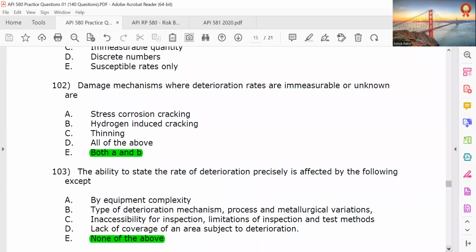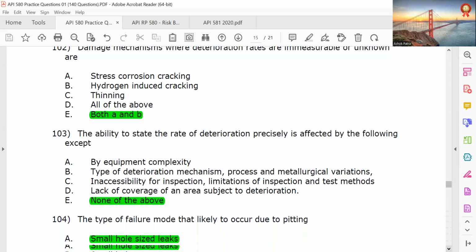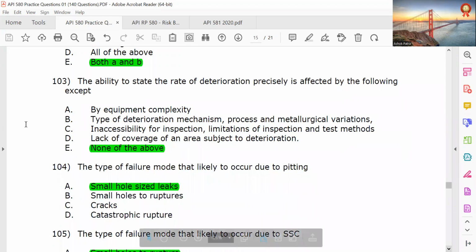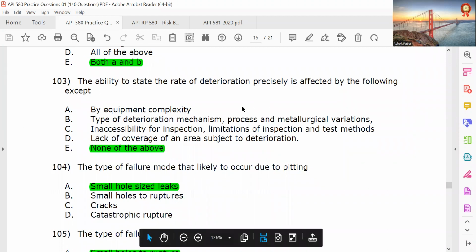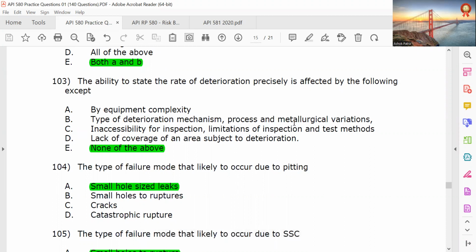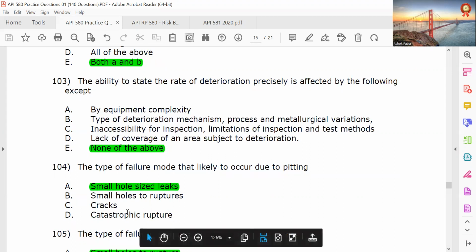The ability to state the rate of deterioration precisely is affected by the following, except: equipment complexity, the type of deterioration mechanism process, metallurgical variation, inaccessibility for inspection, limitation of inspection and test methods, lack of coverage on an area subjected to deterioration, none of the above.